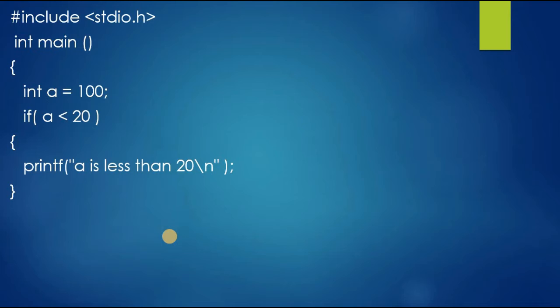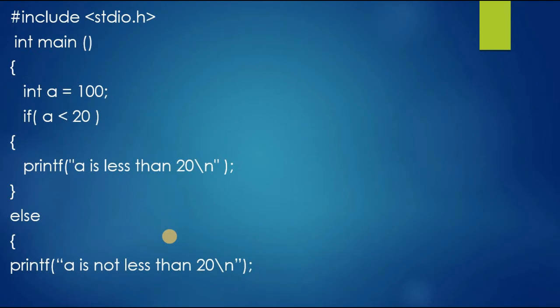And now we have to write the else part. In the else part we are going to write a is not less than 20. Here in the program we are seeing that we declared a as 100 and the condition is given as if a is less than 20. Then we have to print the result as a is less than 20, which is the first statement block. And then the else part should come. In the else part we have written a is not less than 20.